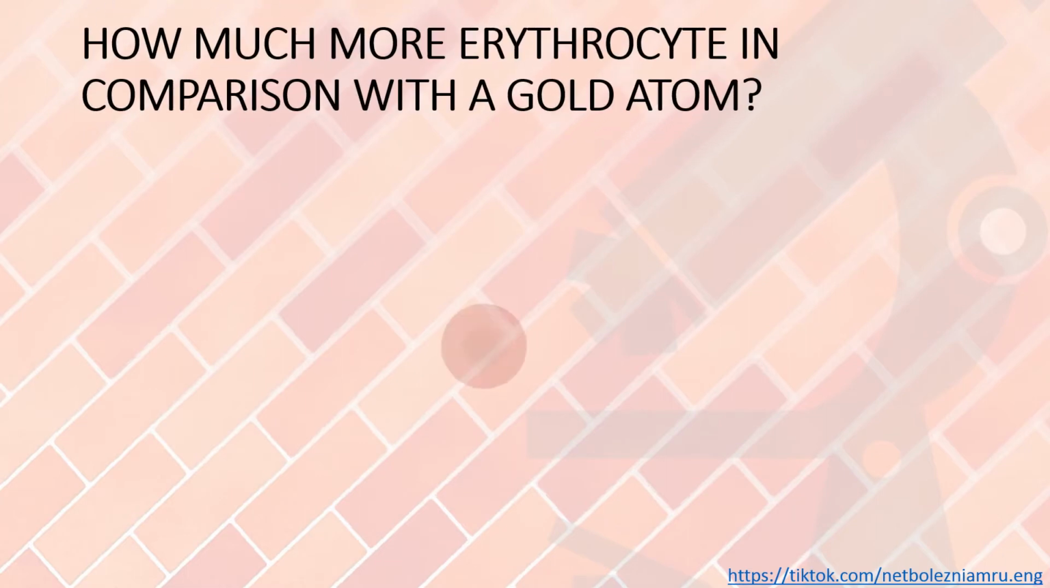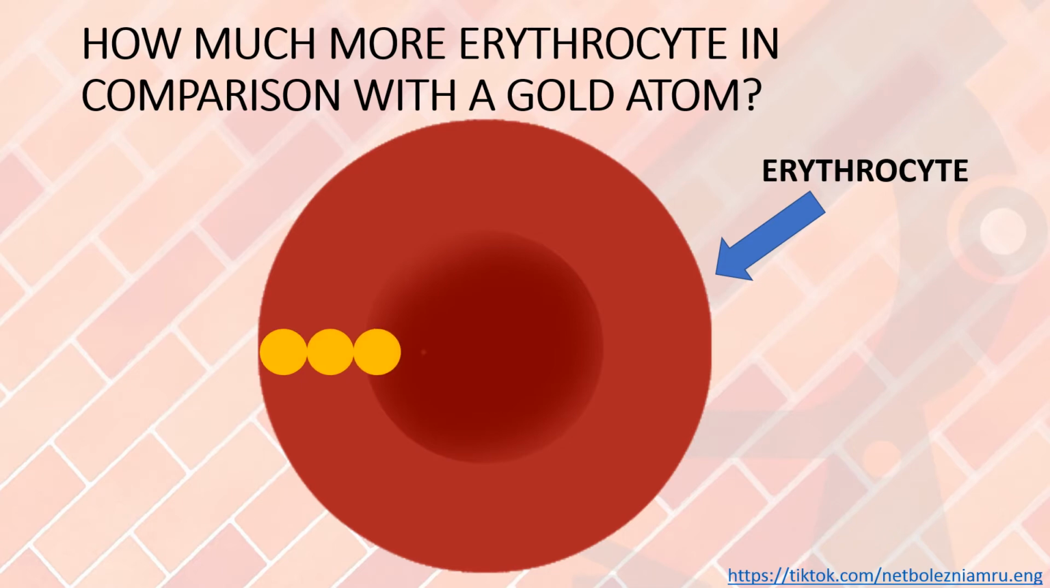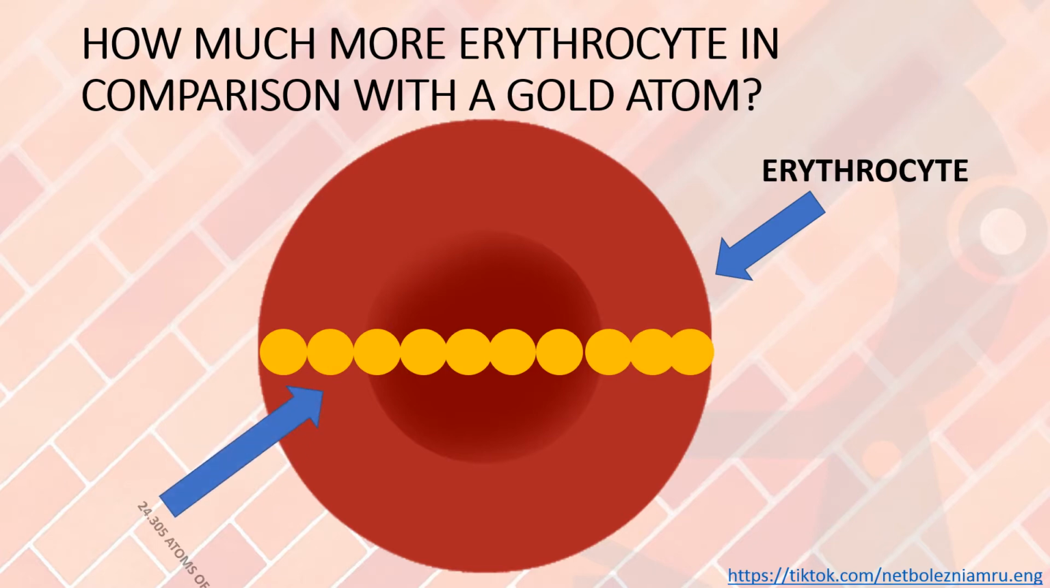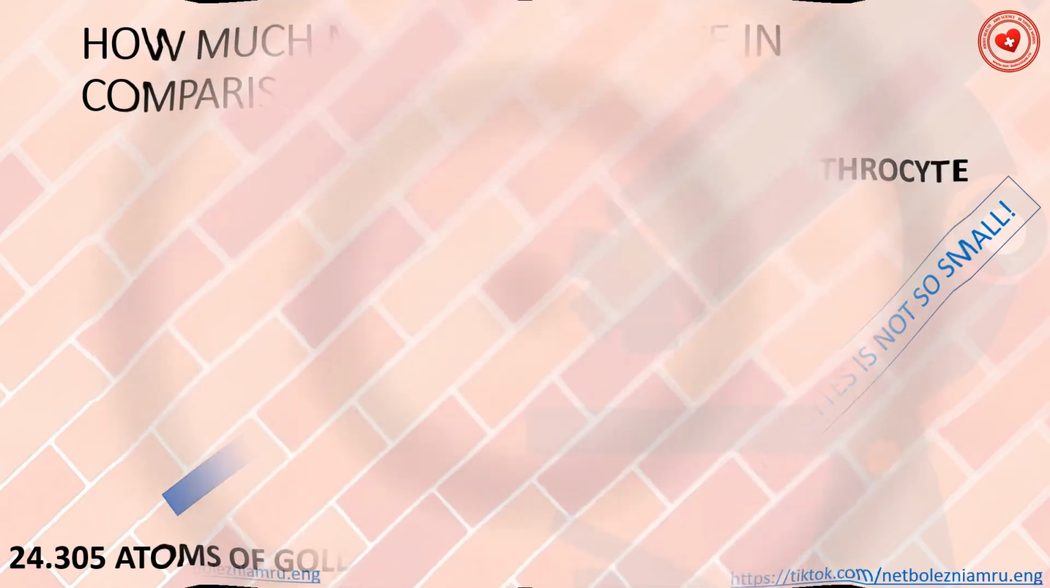How much larger are red blood cells compared to an atom of gold? Imagine an erythrocyte in the center of a screen, and along its diameter, along the line, put gold atoms, 280 picometers and another 280 picometers, atom of gold after atom of gold, so along the line of diameter to the end. How many gold atoms will fit in the diameter of an erythrocyte? 24,300 gold atoms. This red blood cell is not so small.